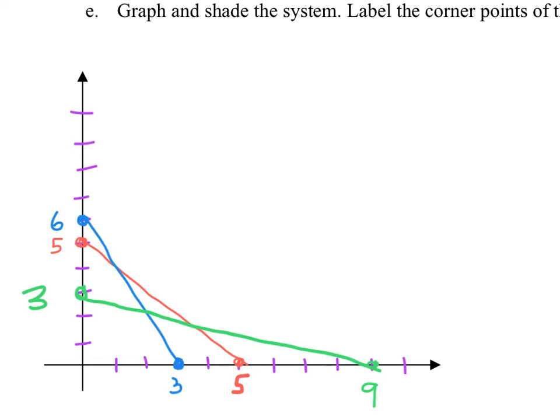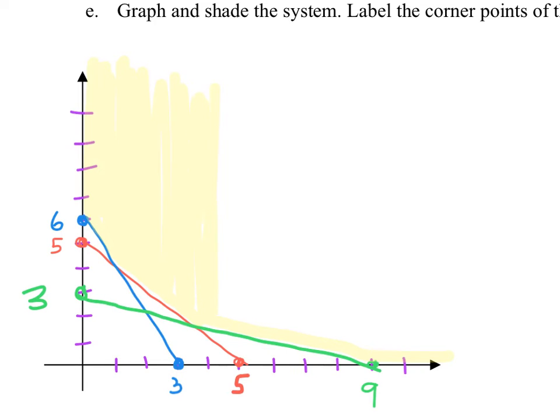So I'm going to come down the y-axis here, turn the corner at the blue, and then turn the corner again at the red, and then turn the corner again at the green, and then turn the corner at the axis. So my shading will all be this section right here.